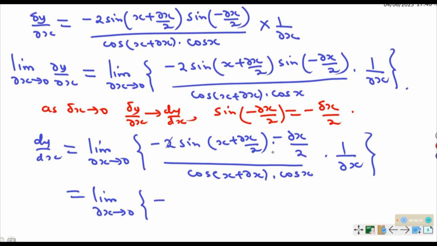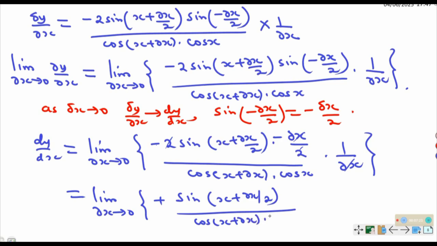So this will give us the limit as delta x becomes smaller of, this is minus 2, this is minus 2 again, minus 1 upon 2. So this and this will cancel. So this will give us a positive. This is a minus, so 2 cancels out. Delta x will cancel with this. Then we shall remain with sine of x plus delta x upon 2 divided by cos of x plus delta x times cos of x. That is what we shall have.